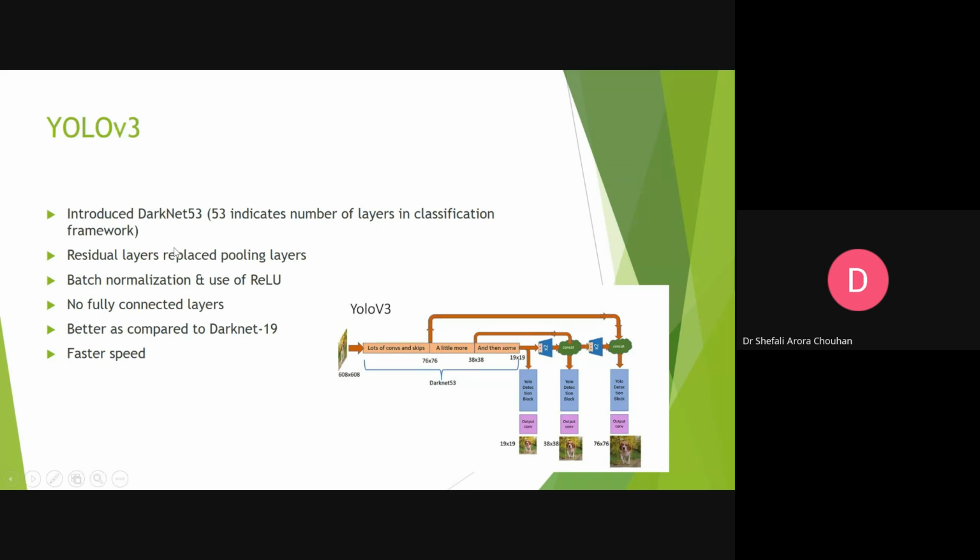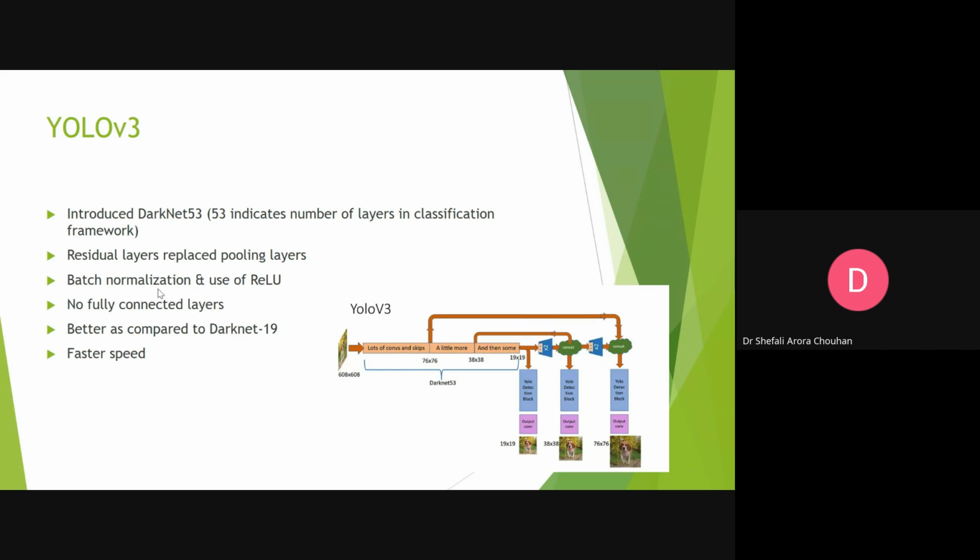There was use of activation functions such as ReLU and batch normalization to reduce overfitting. Another important catch here was that there were no fully connected layers. So residual layers, like I said, we have in ResNet too. The skip connections again help you a lot. So this YOLO V3 proved to be better as compared to YOLO V2, and even the speed was better.